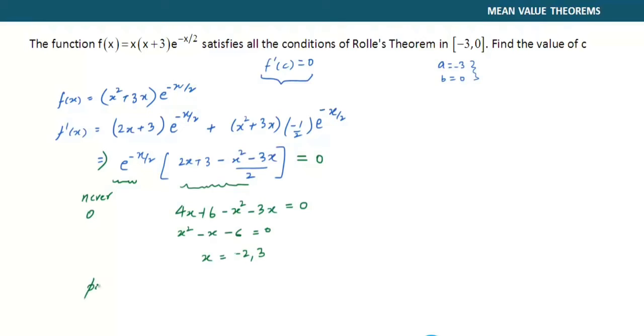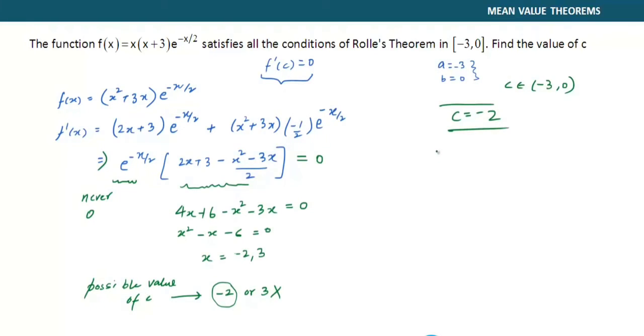So the possible values of c could be either minus 2 or 3. But we'll reject the 3 because we wanted c to lie in the open interval (a, b). If we talk about the open interval, that means it should lie between minus 3 and 0. There is only one answer which is satisfying this criteria, which is minus 2. So the answer for c is nothing but minus 2. So this is how you apply Rolle's theorem on a basic problem.